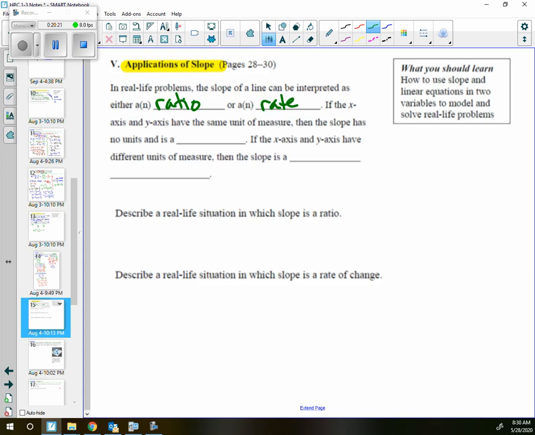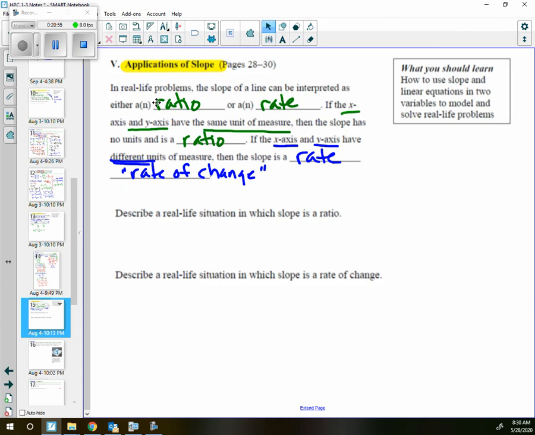So if the x and y axis have the same unit of measure, so like inches to inches, feet to feet, miles to miles, when you reduce that fraction, the units divide out. It has no units left, and that's considered to be a ratio of things. If the x and y axis have different units of measure, then the slope is considered a rate, or that's kind of a shortened version for a rate of change. So it's a rate, and we use rates all the time. We use ratios all the time, actually. So we just have to know kind of the difference between what those are. So same units of measure, ratio, different units of measure, it's a rate.